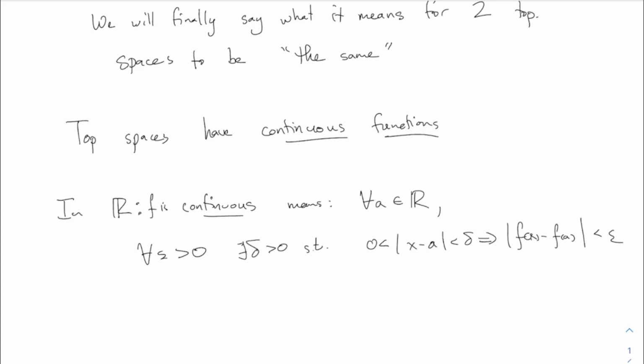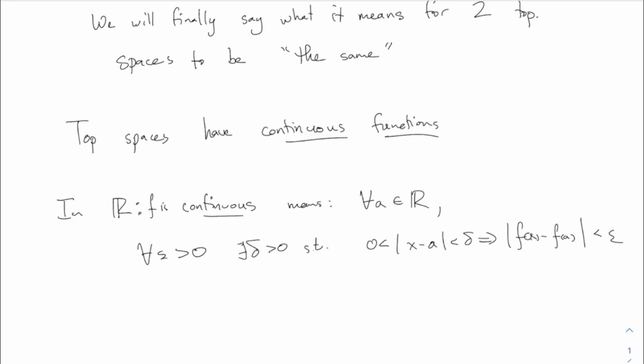Oh yeah, it's just that this definition doesn't really apply to most of the topological spaces that we're going to talk about, because it involves subtracting the two things as if they were numbers. In a general topological space, if I have two different points x and a, you can't just subtract them and you can't take the absolute value unless they happen to be real numbers.